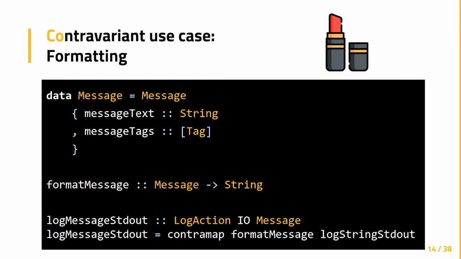But if we implement a formatting function, this format message, which takes a message and produces a string, then we can use the contravariant type class to change the type of the logging message. We apply the format message function to the action that prints strings to the terminal, and now we have an action where we can actually pass messages. So how will it work? You are going to pass the message, a string and the list of tags, and then it will be formatted as a string, and then it will be passed to the string action. It is printed to stdout. So contravariant allows us to format messages.